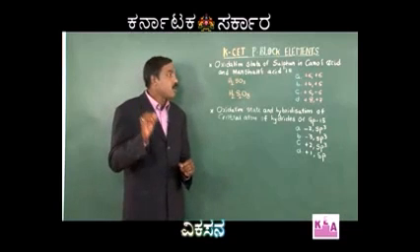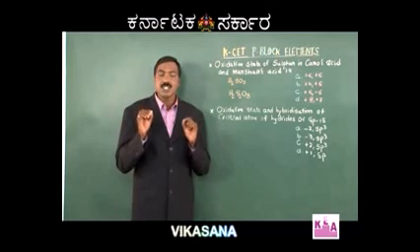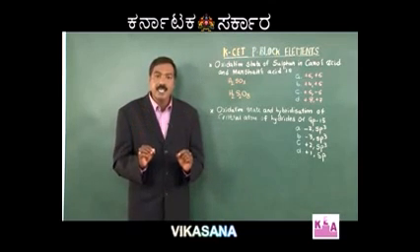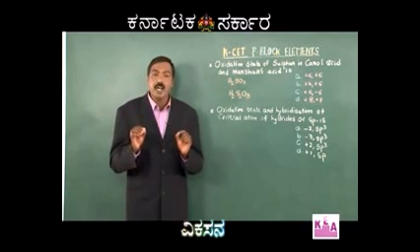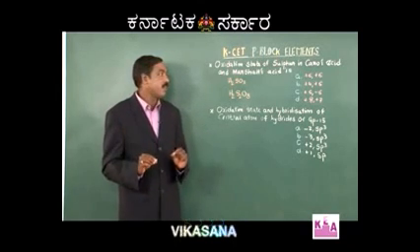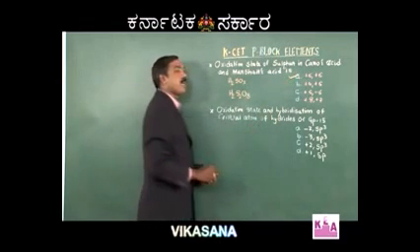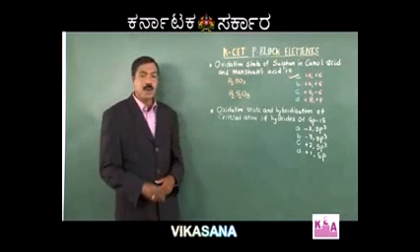In Caro's acid and Marshall's acid, the maximum oxidation state is +6 and +6 only. This is due to the presence of peroxy linkage and not +8 and +7. Therefore, the correct option is option A, +6 and +6. Hope you understood it. Good. Go to the next one.